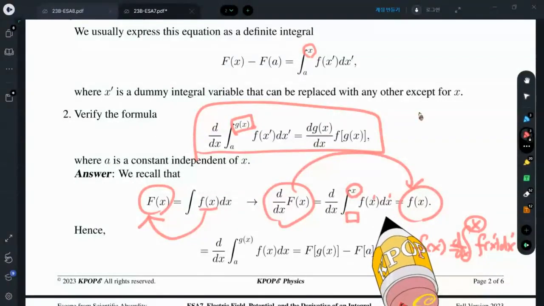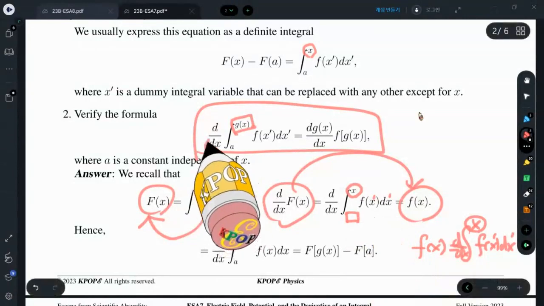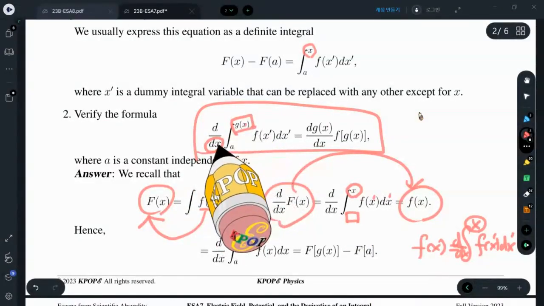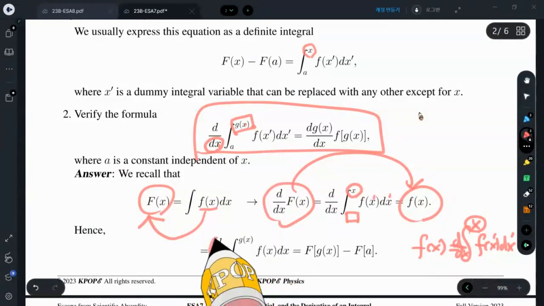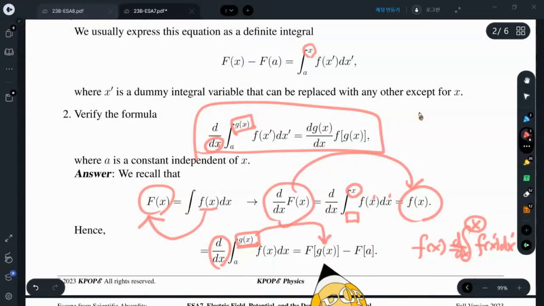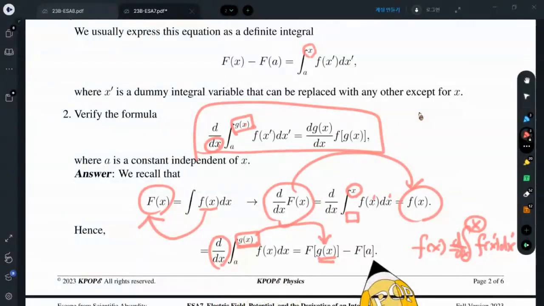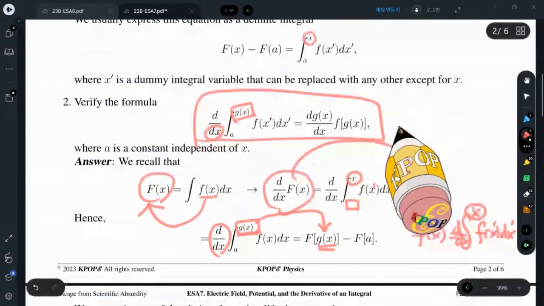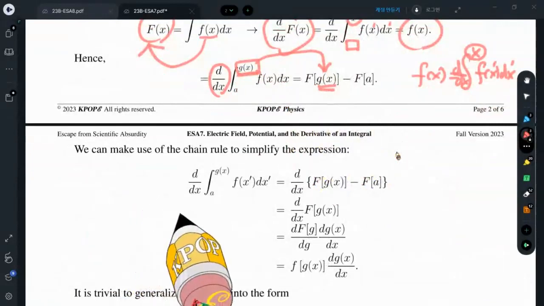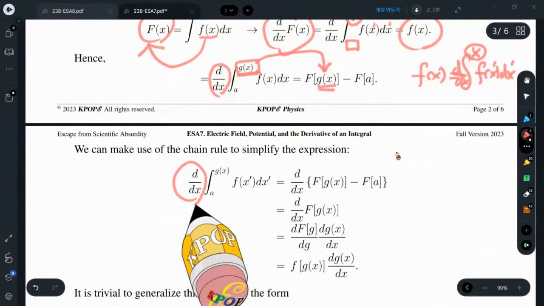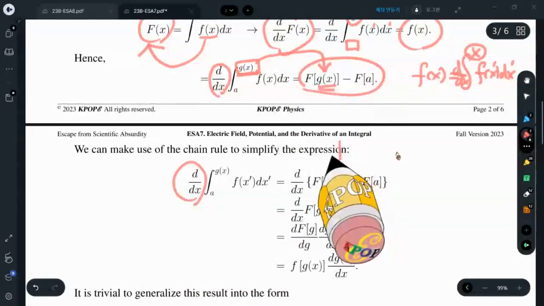However, unfortunately, what we have is not the same x. Instead, we have g of x. So we take the derivative with respect to x, but this is a function. I have to substitute this one into the argument. So F of g of x subtracted by F of a. We take the derivative of this, right? Derivative of this. So I copy this result in here.